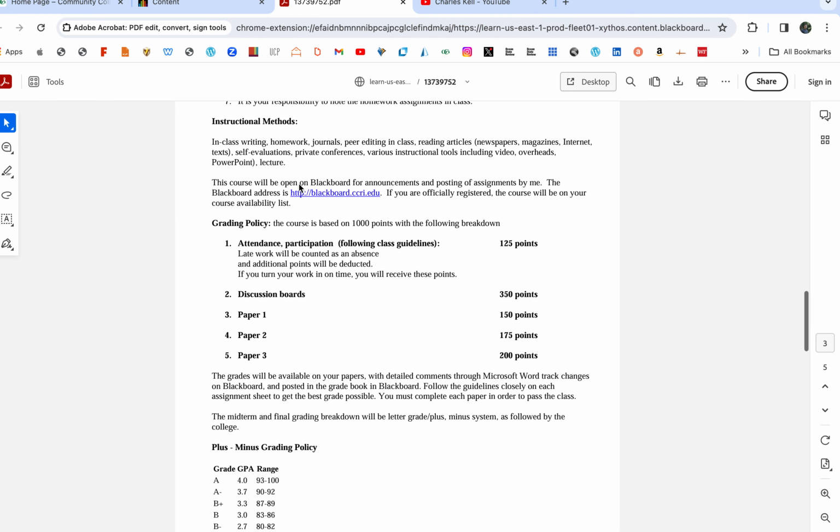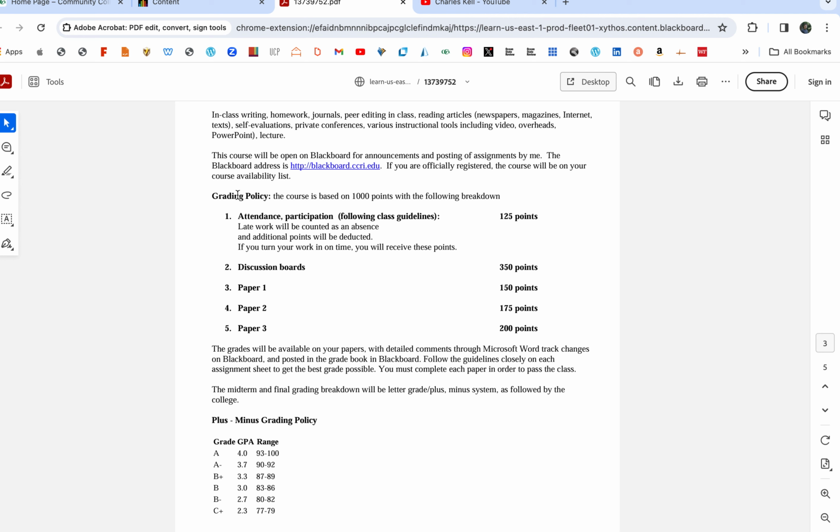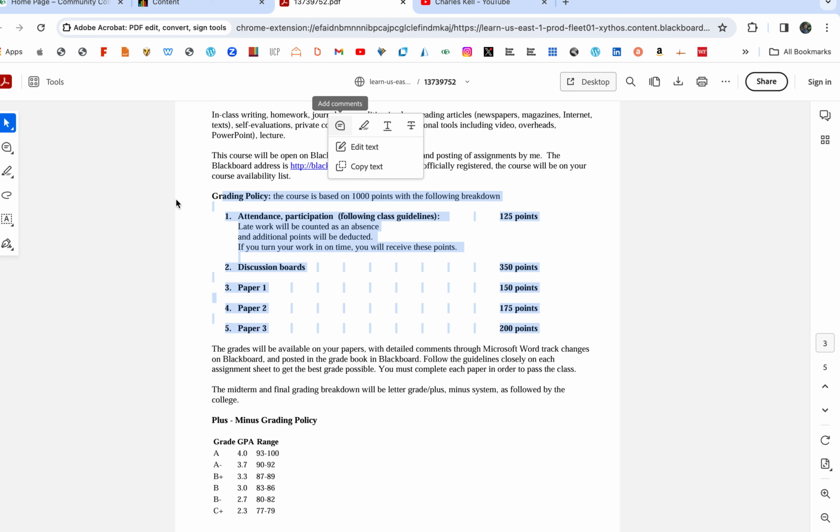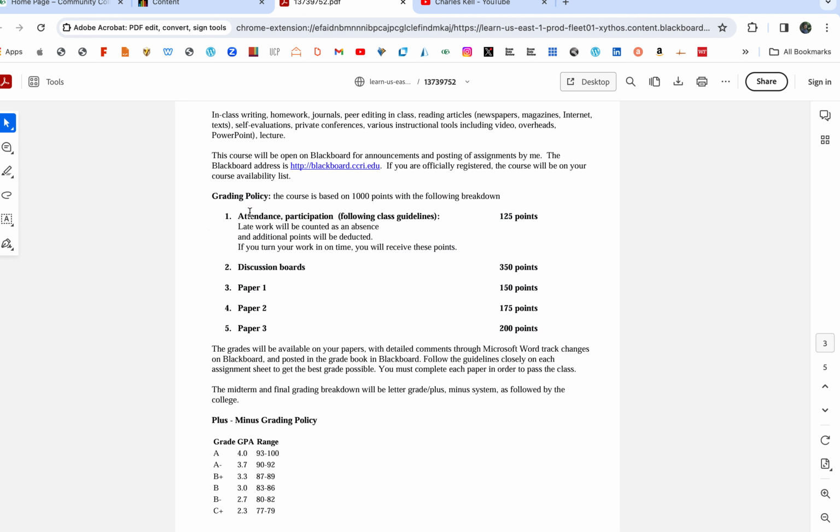All right, so here is what you're concerned with, the grading policy. I always base my courses off of 1,000 points. It's easy to gauge your grade. If you end up with 940 points, you have a 94%, right? Here's how the grades are breaking down. Attendance, participation. Obviously, we're not meeting in person. I'm putting these points here for basically turning your work in on time. If you turn your work in on time and follow the guidelines, you'll get these points.